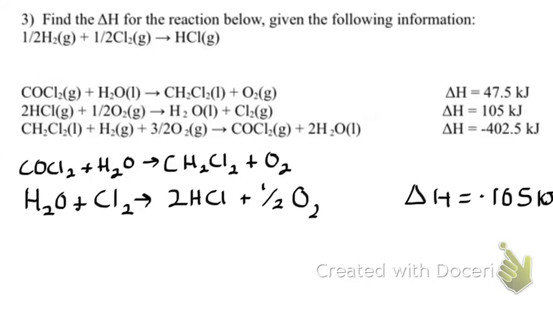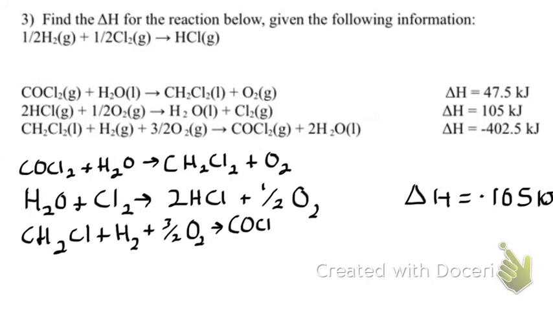Alright, and last but not least, this equation gets to stay the same because H2 is on the reactant side and we want H2 on the reactant side. So we've got CH2Cl plus H2 turning into, plus 3/2 O2 turning into COCl2 plus 2H2O.